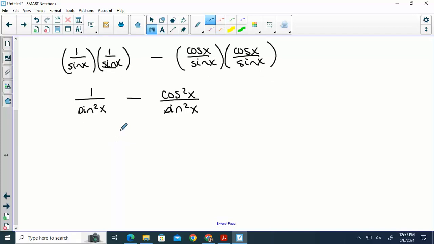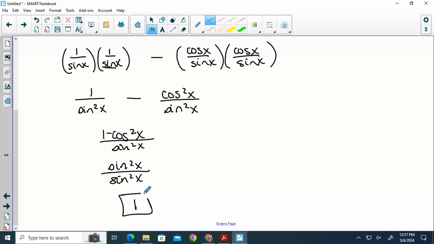But we're not really done. These have a common denominator, so now we can put them together. Okay, so our Pythagorean identities, we know sine squared plus cosine squared equals 1. So 1 minus cosine squared is sine squared. And sine squared divided by sine squared is 1. Make sure you are using proper notation. That means you have to include your x's throughout the problem. You can't just throw it on the final answer. I will take off some if you're not using those.